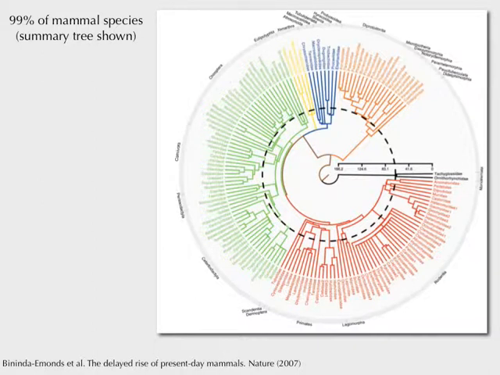Because if you want to use a phylogeny to correct for non-independence, you need a tree that has a lot of species on it. So what do you do? You wait until you get such a phylogeny, or you hack it together. So there's a sort of hack-it-together approach.